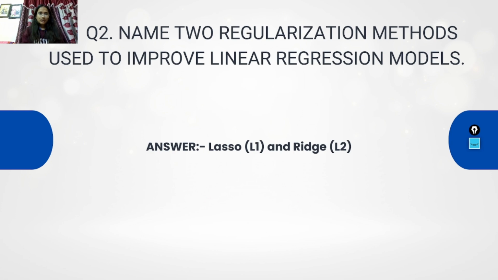Now next question. Name two regularization methods used to improve linear regression models. So in linear regression, regularization helps reduce overfitting. The two widely used methods are lasso, which uses L1 penalty, and the second one is ridge, which uses L2 penalty.